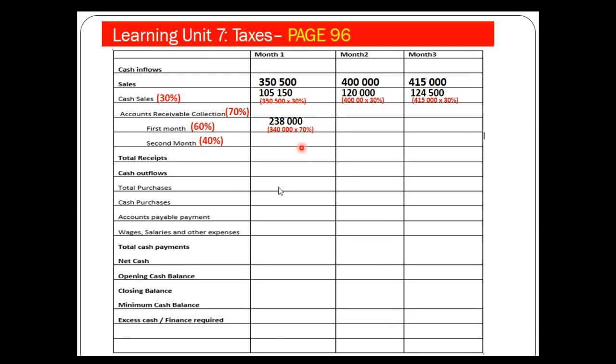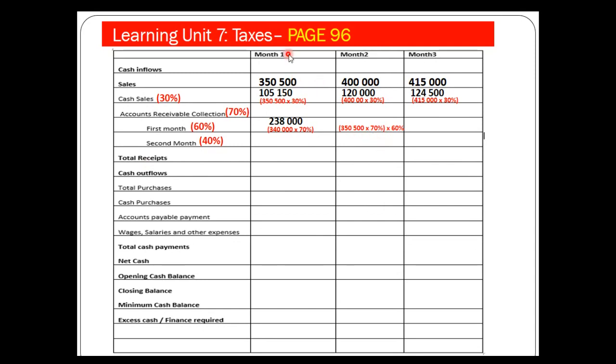Okay. Now let's check. Remember we are doing the collection here. Now we have 350. Remember this 350, which is the month one. Remember the 70% was on credit. I did show you the 70% already on the previous page, but because I don't want to go back to the previous page, that's why I showed you the calculation here. So 70% of this amount is credit.